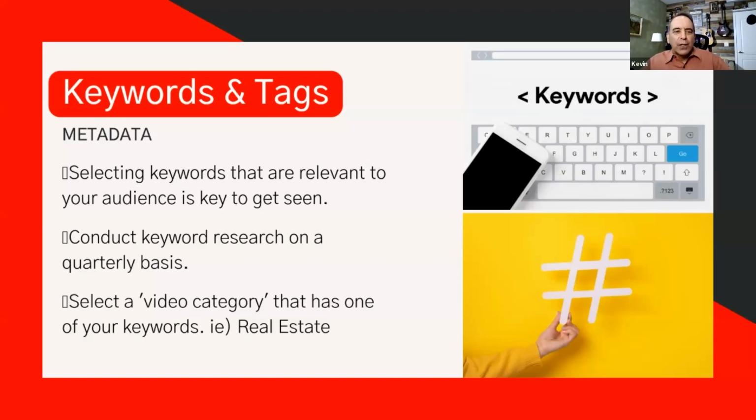Okay. So we talked about the importance of adding keywords to everything: your title, description, thumbnails, and even your video files. When you name those video files, selecting keywords are the key to getting content seen by your audience, by the right people. So it's good practice to conduct a keyword search or do some keyword research, at least on a quarterly basis. Find out what's trending, because that changes, and make sure you select the right category. In your case, it would be real estate. Okay.